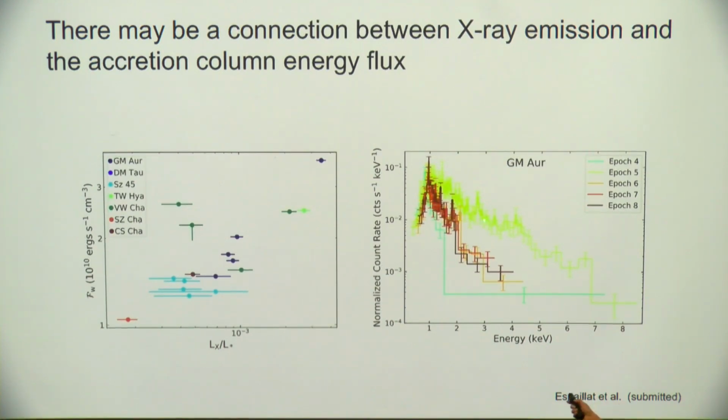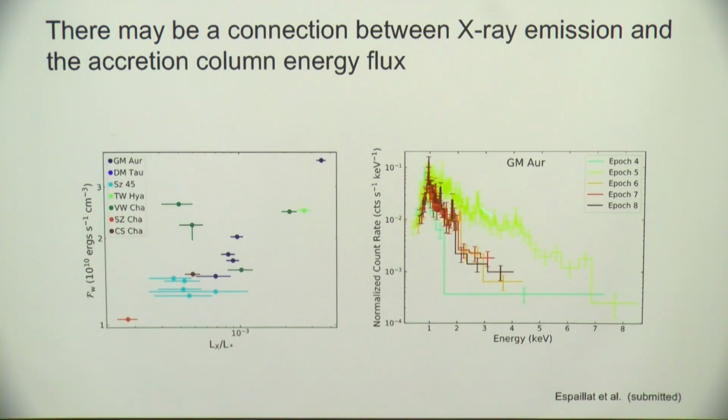But you see here that in EPIC 5, there was a big jump in the X-ray luminosity of Giamaraghi. And that's what's driving this correlation here. So it's highly unlikely that an increase in the energy flux of the accretion column is leading to this big jump in the hard X-ray emission.